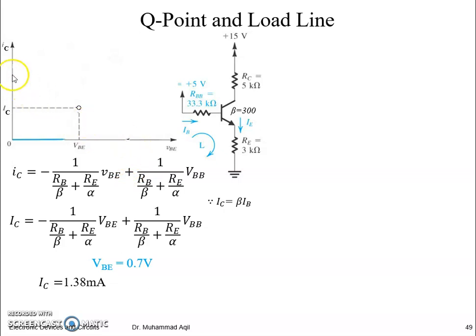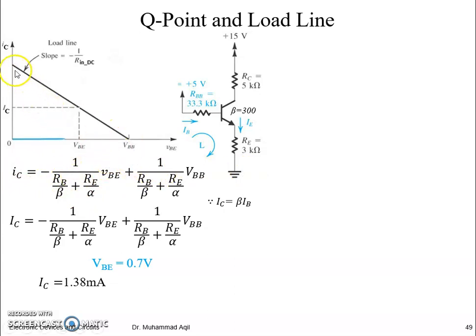To find the y-intercept, we can put VBE equal to 0, then this whole term will vanish, and then IC would be equal to VBB divided by these resistances, this point. Similar is the case for the x-intercept. When we put the y value at this x-intercept equal to 0, then this whole denominator will vanish after multiplying with the 0, and then VBE would be equal to VBB.